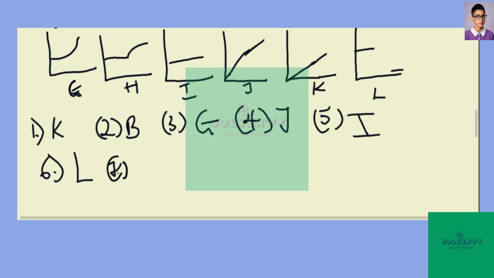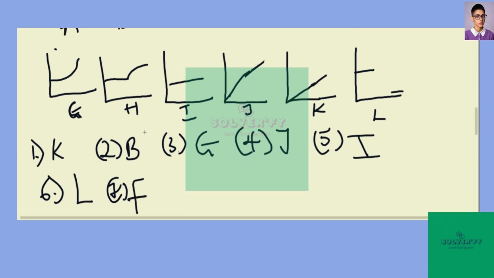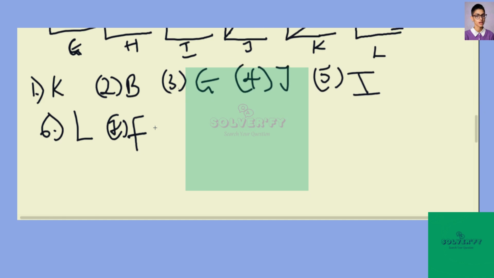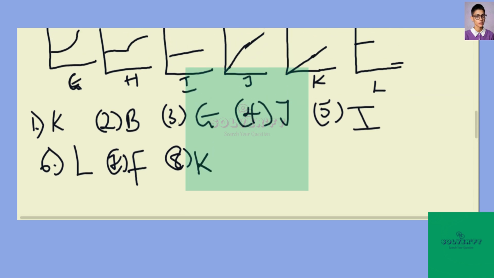The next question, salaries of repair personnel, where one person is needed for every 1,000 machine hours or less. That is, 0 to 1,000 hours requires one person, and 1,000 to 2,000 hours requires two people, and so on. For this question, we need graph F. Number 8, cost of direct materials used, assume no quantity discount. We're going to use graph K.